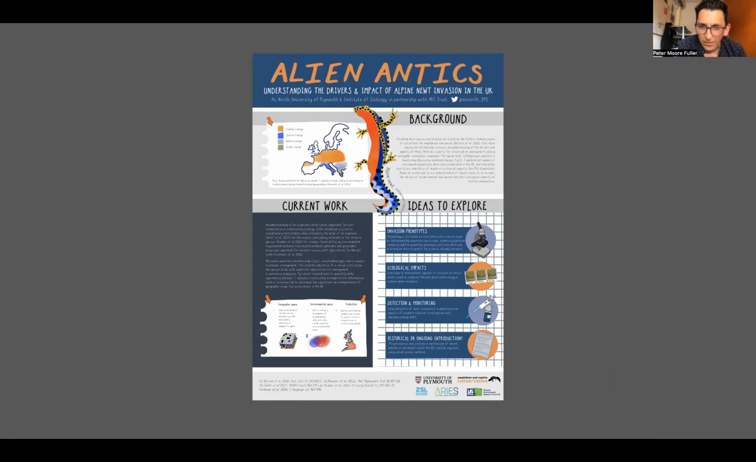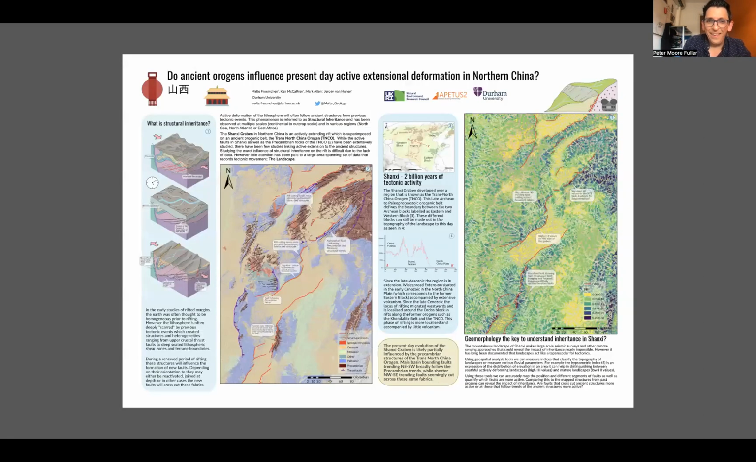There's a nice amount of text to go through, and she's really looking at a background. So that's kind of the contextual information that she's working in. She's showing you the current work that she's doing and the ideas that she would like to explore in future. So that's another terrific poster.